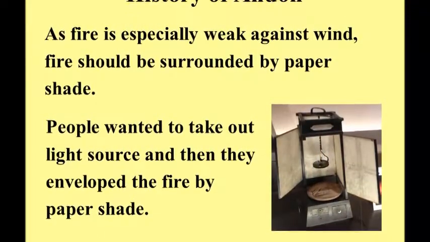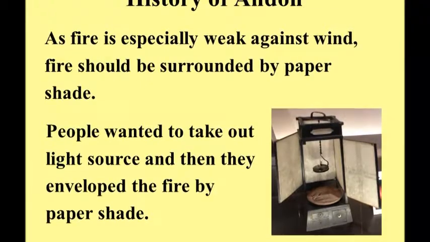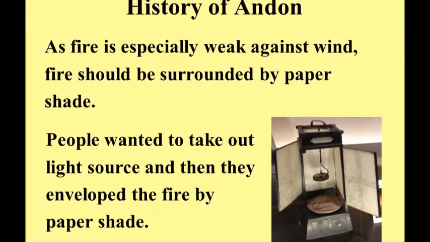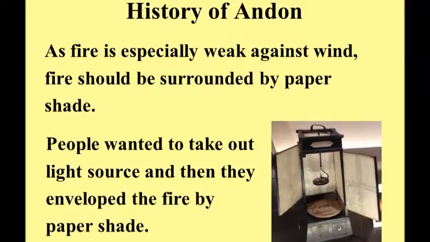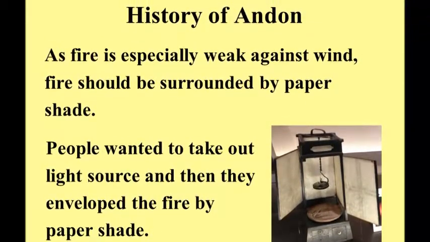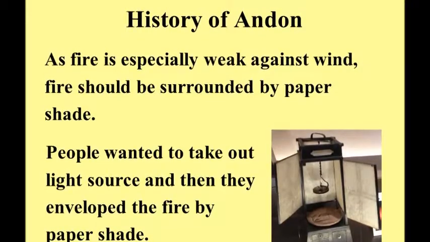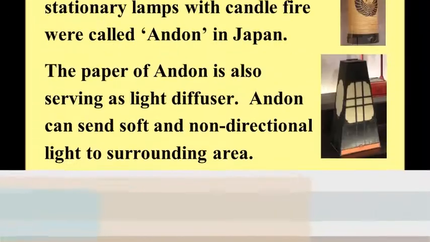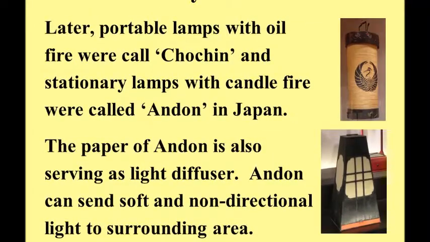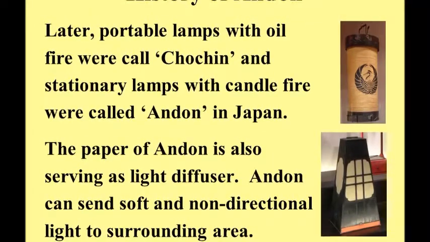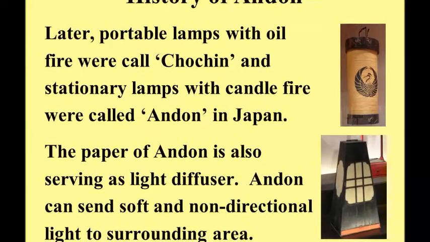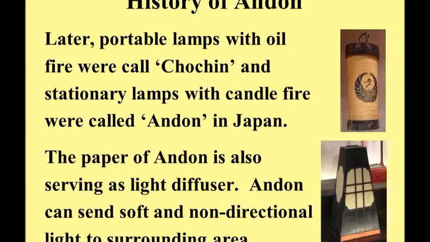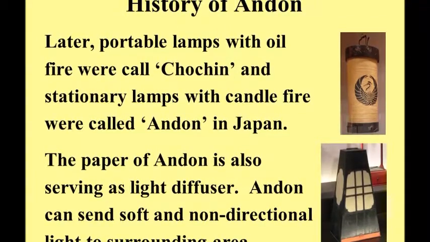As fire is especially weak against wind, fire should be surrounded by paper shade. When people wanted to take the light source out, they had to envelop the fire in the paper shade. Later, portable lamps with oil fire were called chochin, and stationary lamps with candle fire were called Andon in Japan.